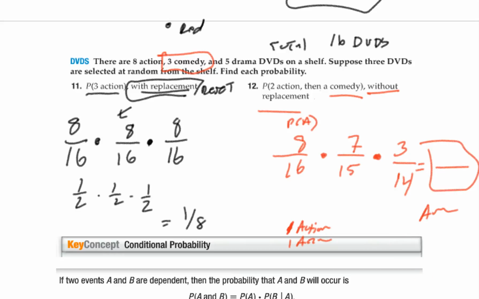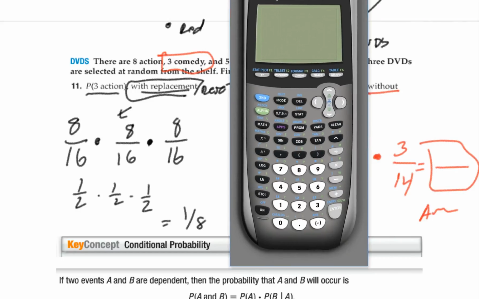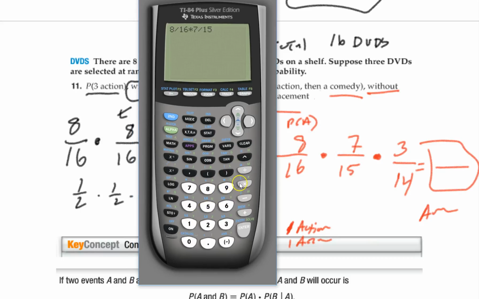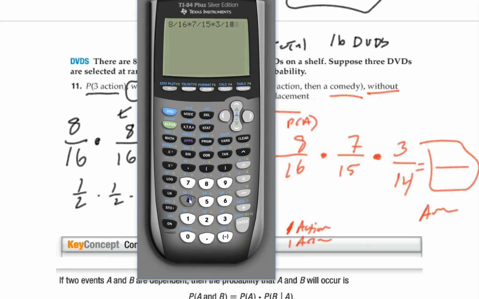If we actually want the actual number, I could waste like 20 seconds and bring the calculator out. It's supposed to go faster than this, right? And then I could turn it on. I'm going to go 8 divided by 16 times 7 divided by 15 times 3 divided by 14. Odds of getting action, action, and comedy is going to be 0.05.